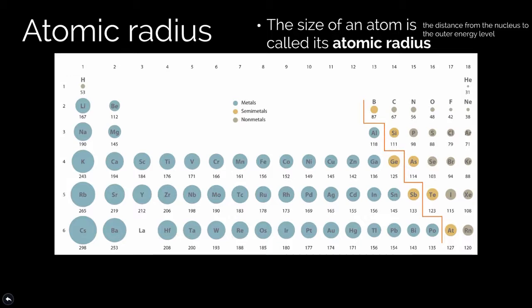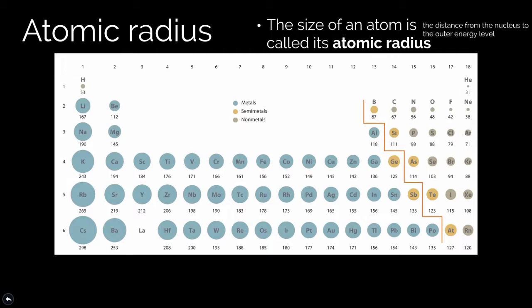And so what's going on here is that if we focus on lithium to sodium, notice that we're getting bigger along the way. So in lithium, we have an atom with 167 nanometers in size, and then we get sodium, which is slightly larger than that. It's 190 nanometers. And if we continue looking down, we have potassium at 243, rubidium 265, cesium 298.